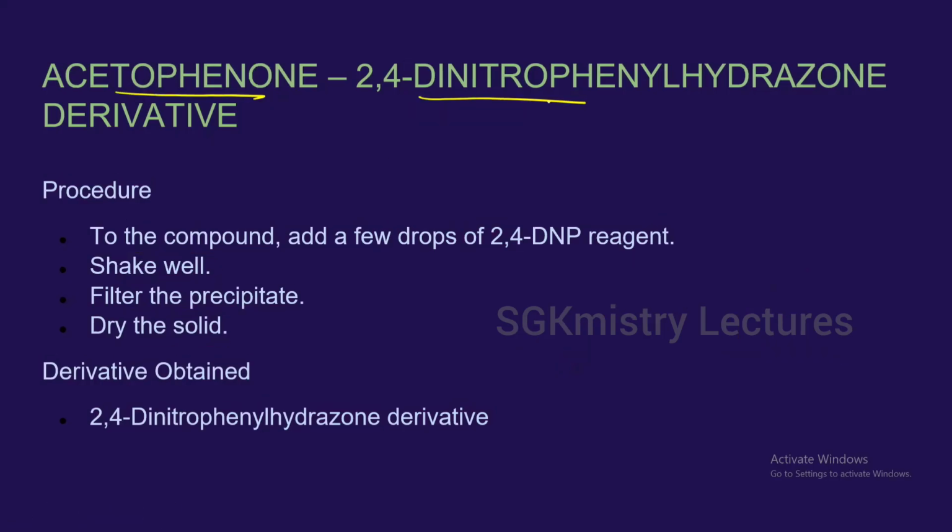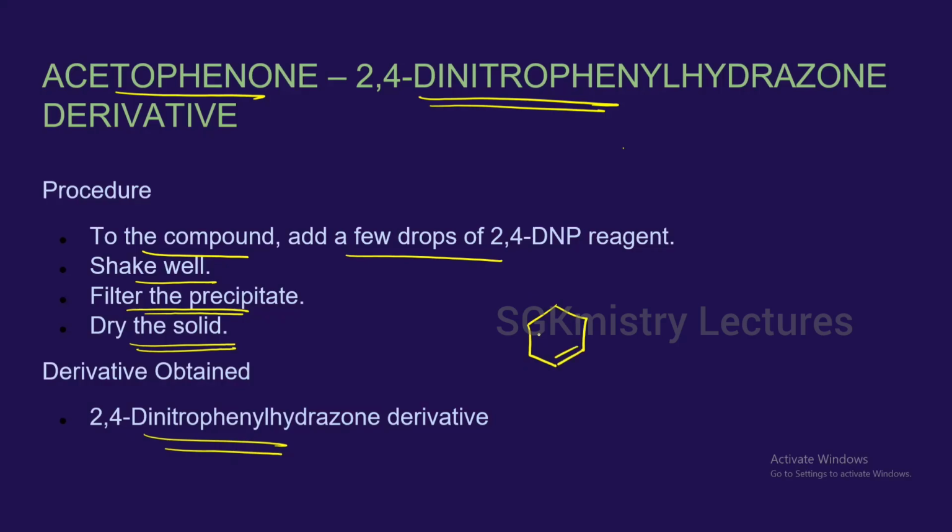Similarly, for acetophenone, same thing. You're going to prepare the 2,4-dinitrophenyl hydrazone derivative. So same procedure. To the compound, you're going to add a few drops of 2,4-DNP reagent, and then shake it well. Whatever precipitate is obtained, you're going to filter it and dry the solid. You're going to get the 2,4-dinitrophenyl hydrazone derivative. So let us try to write it for acetophenone. So acetophenone is C6H5CO.